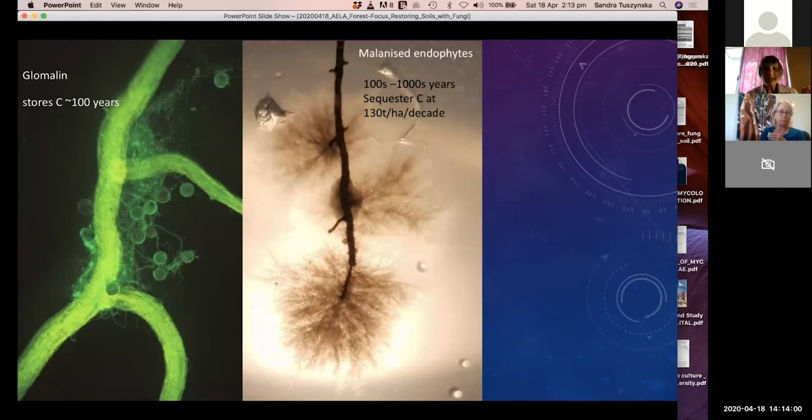Now on the right side, we've got melanized endophytes, another type of fungi that also grows on roots, but it also sequesters carbon at 130 tons per hectare per decade, if we find them in the soil. Once again, both can be introduced into agricultural systems, and we have some sort of a great solution. So it restores degraded soils and polluted soils. I actually can't see what I'm looking at. Oh, that's all it was. Yeah, so there's a huge potential of restoration happening here.